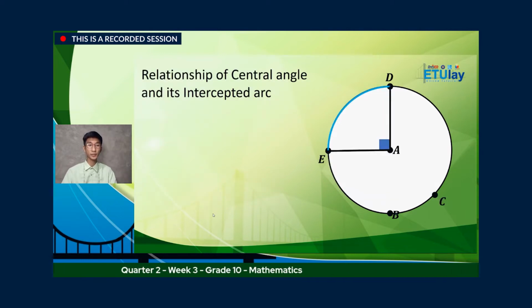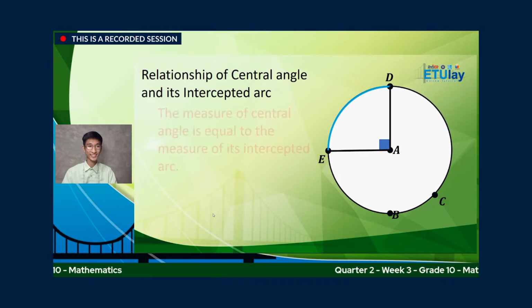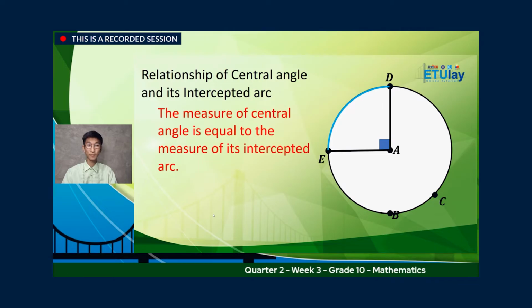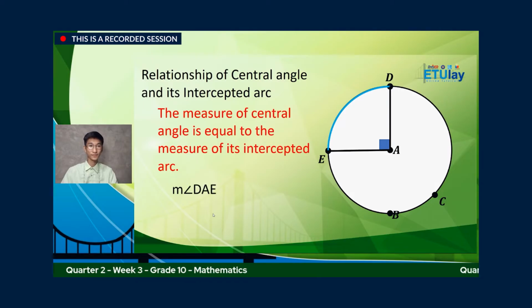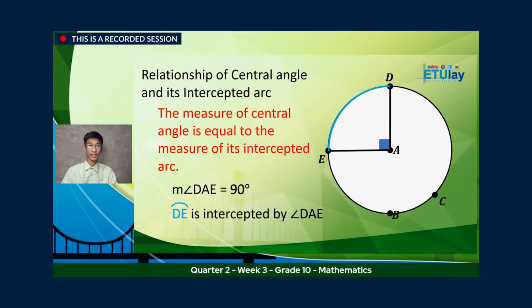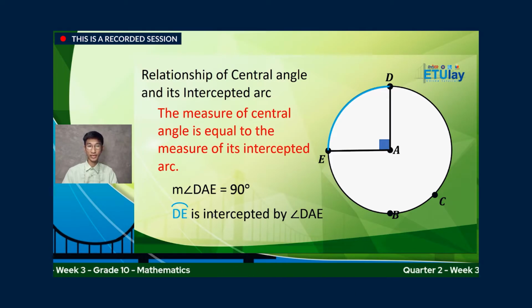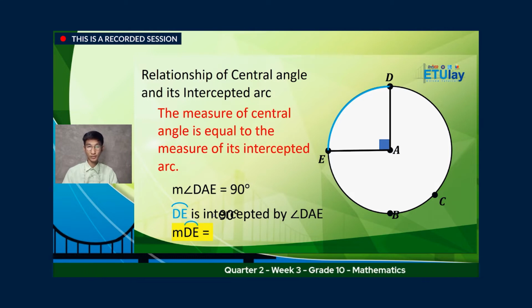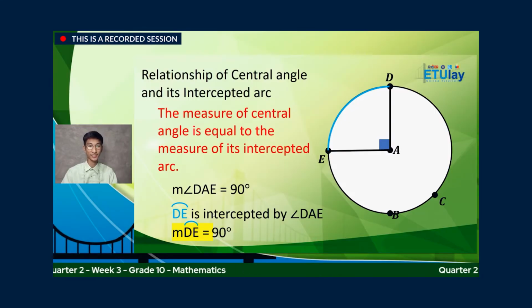And we have the relationship of central angle and its intercepted arc. Ano ba yung relationship nila? The measure of a central angle is equal to the measure of its intercepted arc. So if the measurement of angle DAE is 90 degrees, and we want to find arc DE, which is intercepted by angle DAE, therefore the measure of arc DE is also 90 degrees. Parehas lang measure ng central angle and its intercepted arc.